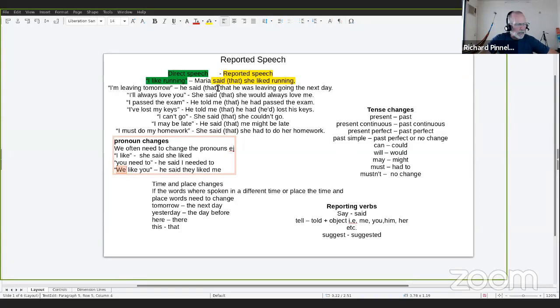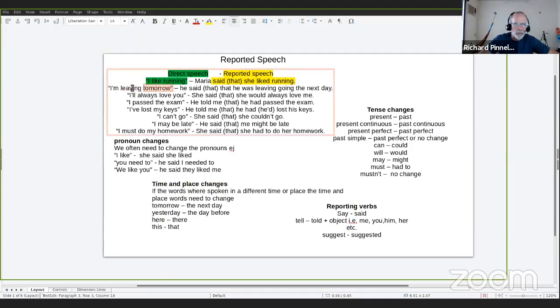So we need to make some changes when we use reported speech. We need to use a reporting verb. We need to change the tense. And also we will see in a minute with some other examples that sometimes we need to change the time or the place. Let's go on with some other examples.